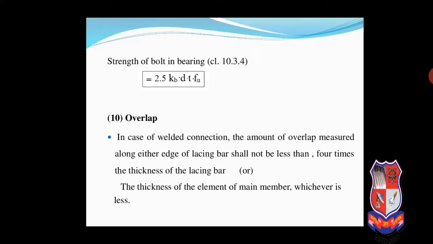So last step, overlap. In case of welded connection, the amount of overlap, measured along either edge of lacing bar, shall not be less than 4 times the thickness of lacing bar. Where will the overlap limits be required? If you provide the welding connection to attach the lacing to the column, in that case overlap must be measured along the perimeter of connection of lacing. So overlap shall not be less than 4 times the thickness of lacing bar or the thickness of the element of main member, whichever is less. So these two criteria you should satisfy for the overlap.